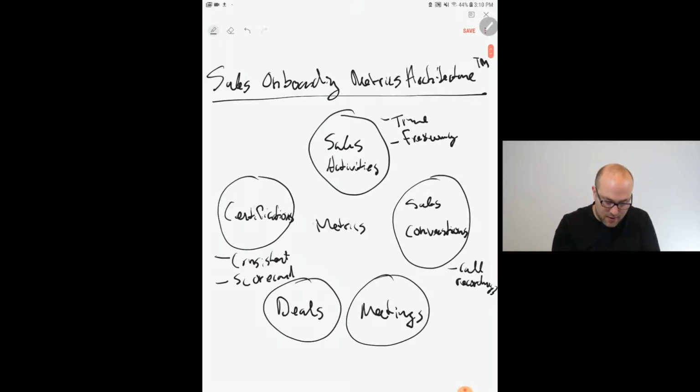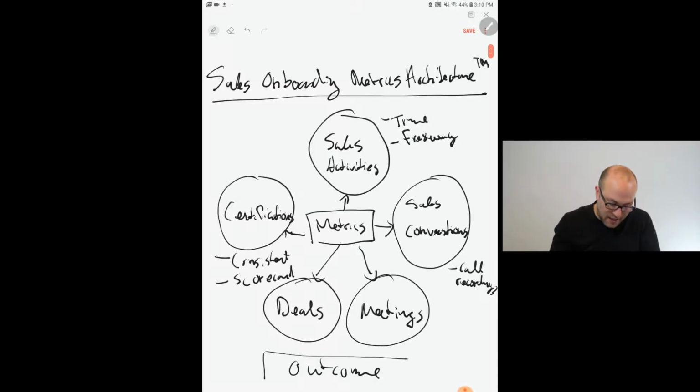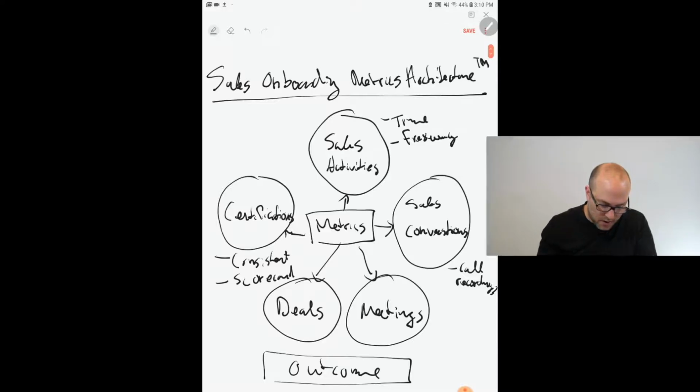But what you have here in the middle are the core metrics, and I draw these arrows going out to each of these circles to really figure out which of these metrics within each of these core areas of the architecture, from a sales onboarding perspective, are driving ultimately here at the bottom the outcome that you want.